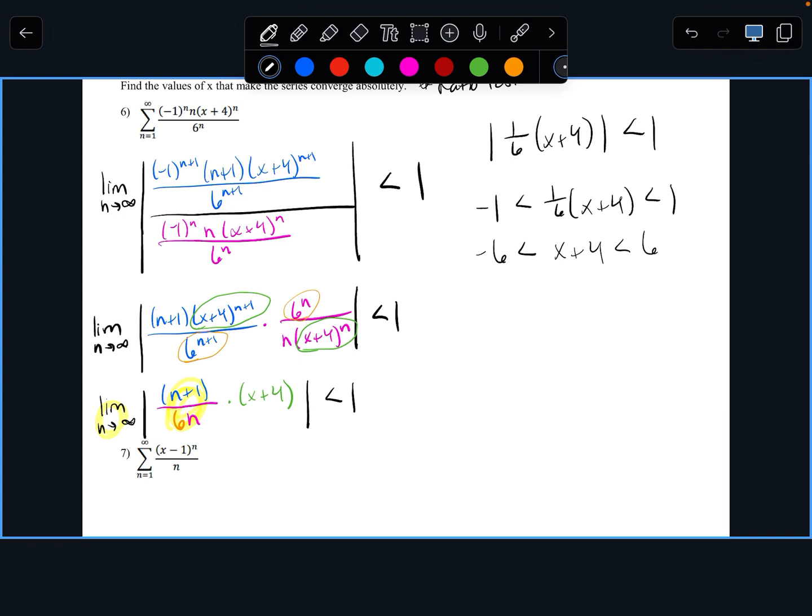You multiply both sides by 6, subtract 4. So the values that make this converge absolutely are between negative 10 and 2, when x is between negative 10 and 2. So it's just more algebra. I'm saying that if this whole thing was equal to, say, negative 1/2, that would still work, or negative 5/6. That's how you would solve an absolute value question. So, any questions? This is good.